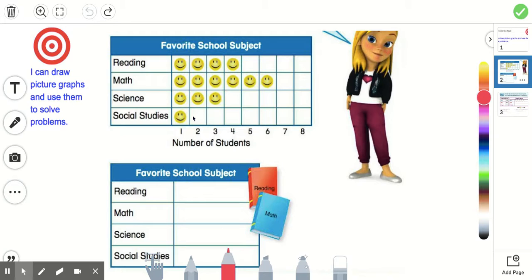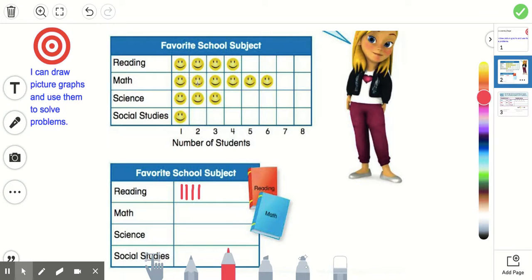So what we're going to do is create the table using tally marks. And we're going to start with reading. So if I look at reading, I can just count how many students believe that reading is their favorite school subject. And all I have to do is count. So 1, 2, 3, 4. So I'm going to make my tally. 1, 2, 3, 4.